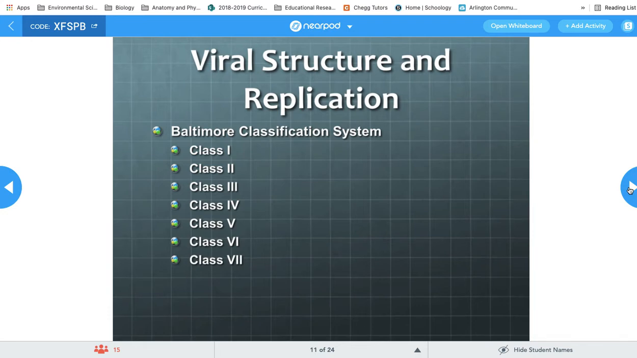Now, the biggest thing I need you to know is the class and whether it's DNA, RNA, single-stranded, double-stranded, positive, or negative. Positive means that the RNA or DNA is the exact copy, while negative means it's a complement strand. So complement would be like A's and T's, C's and G's.